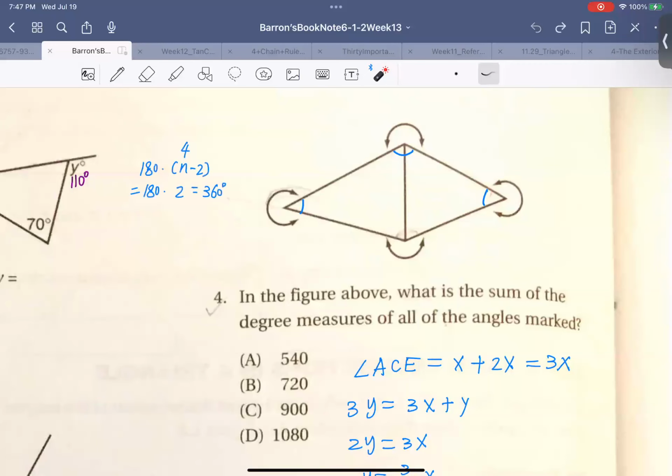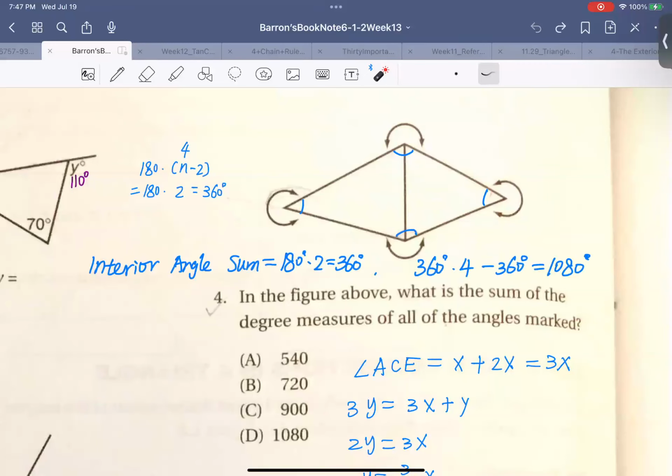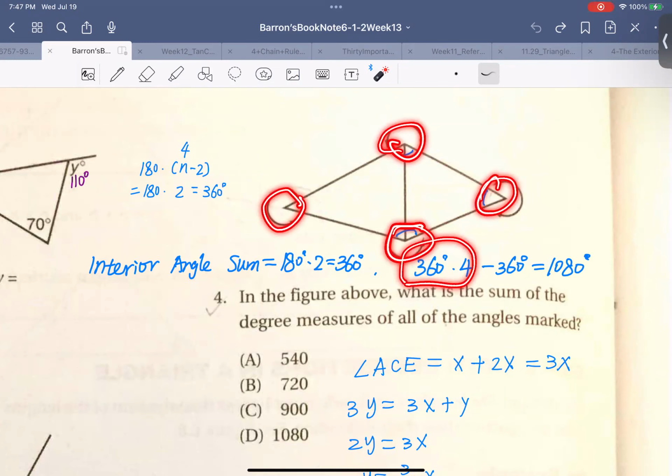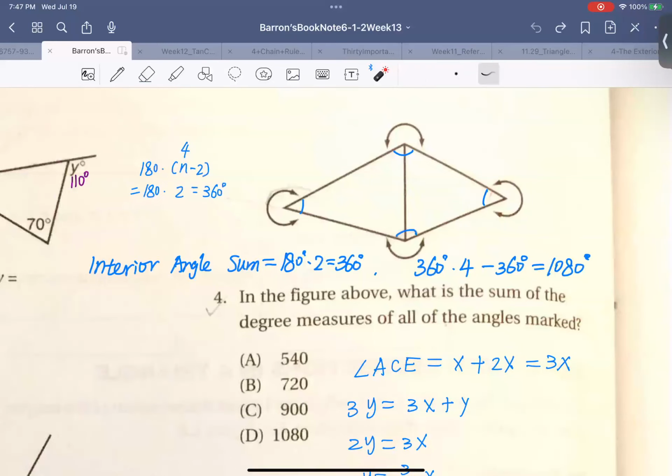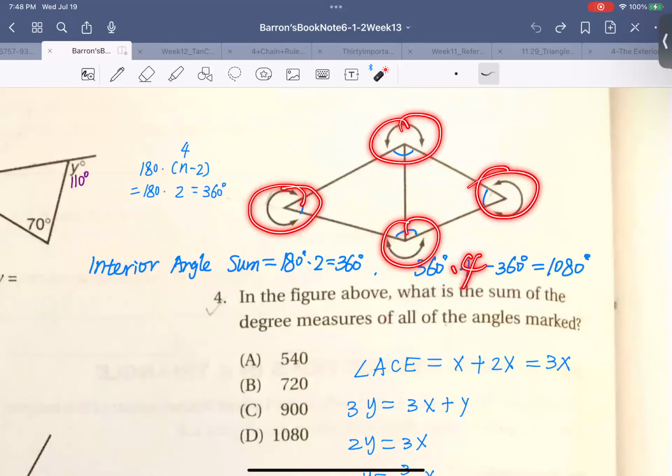Exactly. Very good. The total is 360. 360, 360, 360. And you have four of them. And they ask you about that angle. Somebody says this is the exterior angle. No, this is not the exterior angle. That is the exterior angle. That is the exterior angle. The one here is not an exterior angle, but you know this one is 360. You have 4 of them, so times 4.